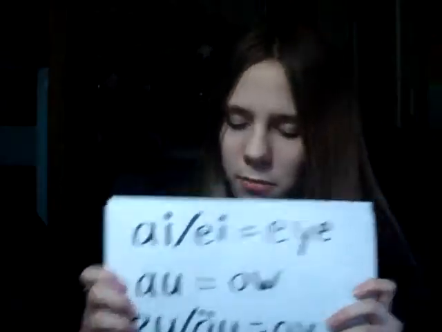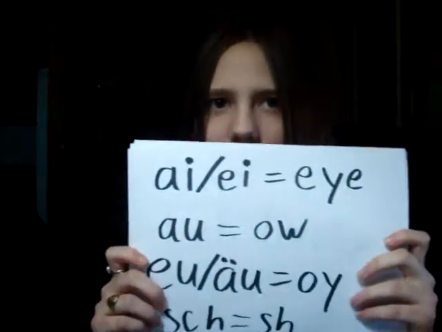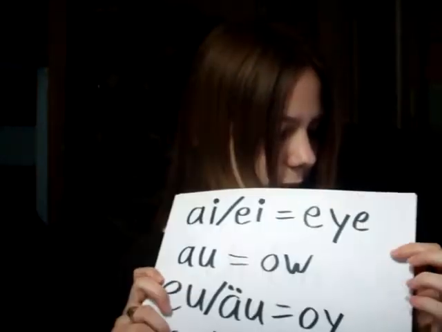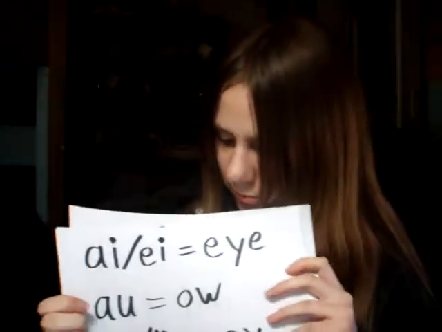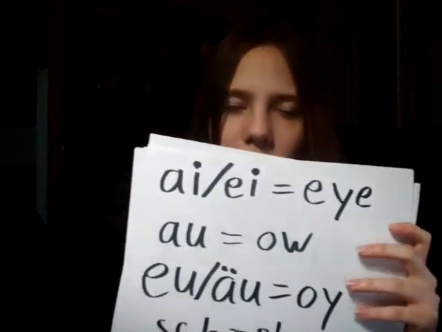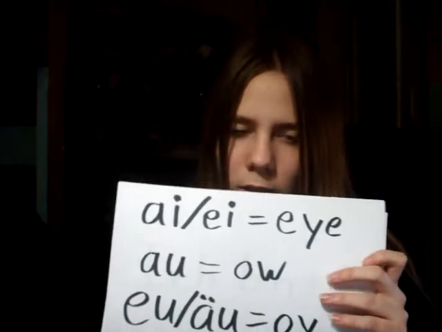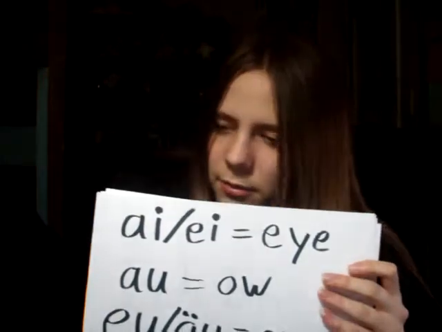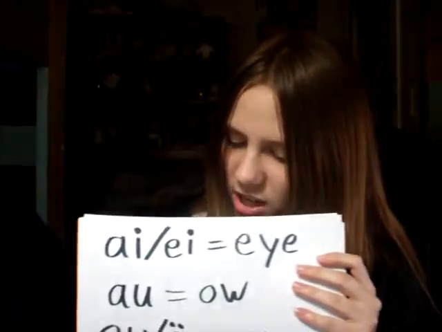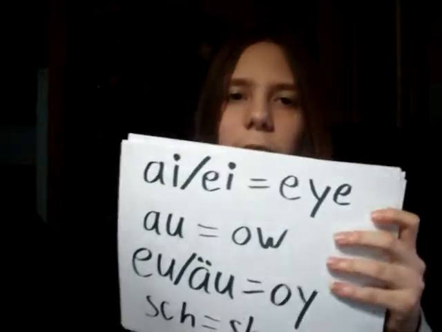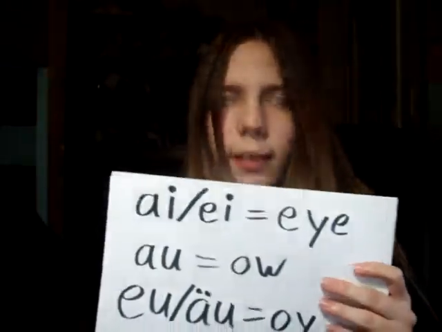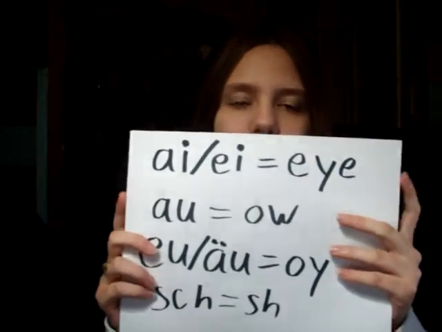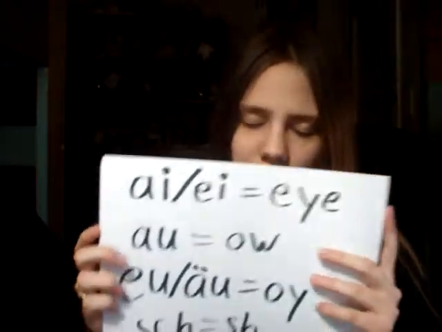Moving on. More pronunciations. Here, whenever you have an AI or an EI together, again, it sounds like the English word I. The AU in German is pronounced like the English word ow, like in the German word for eyes, Augen, A-U-G-E-N. Whenever you have an EU or an A umlaut with a U, it's pronounced like oi, like in the German word for new, spelled N-E-U, it's pronounced noi.